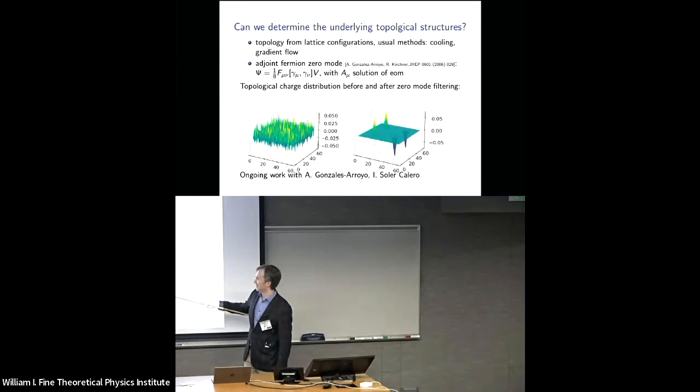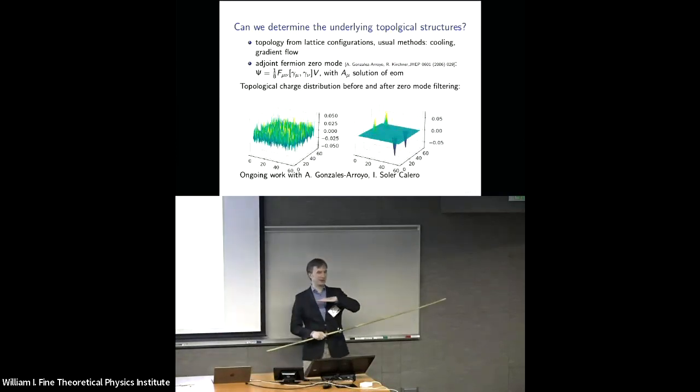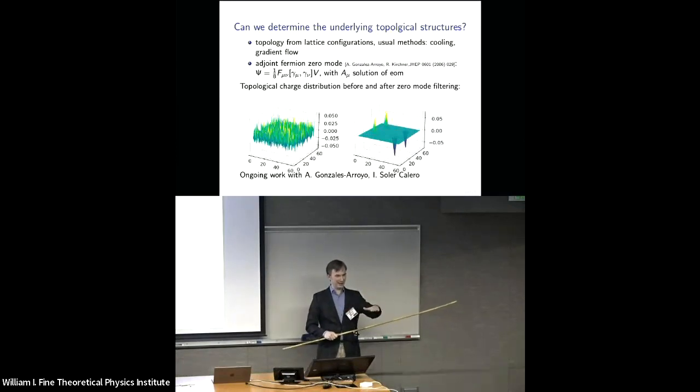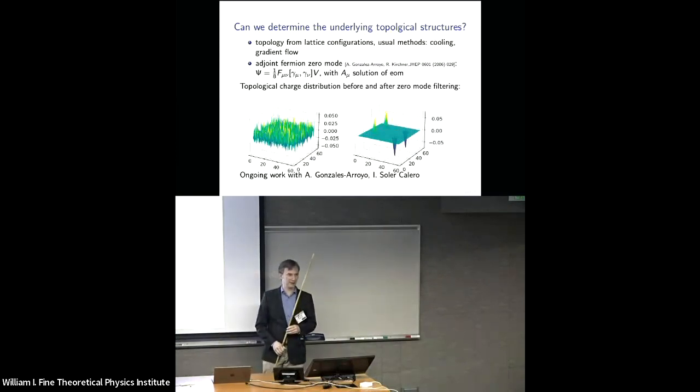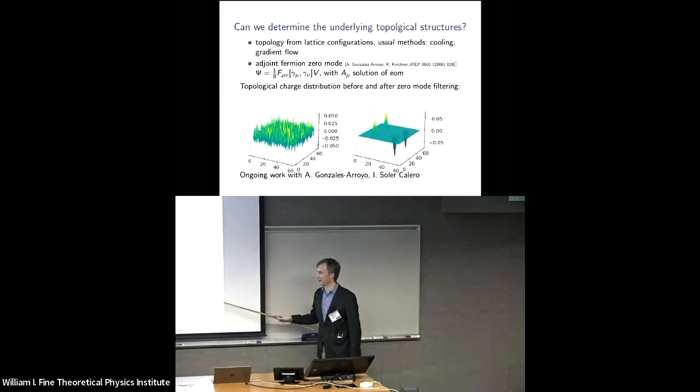This is a snapshot. So you project the lattice, you take one slice to a two-dimensional plot, and then you plot this topological charge density. And then the information that is hidden behind this noise is basically shown here.